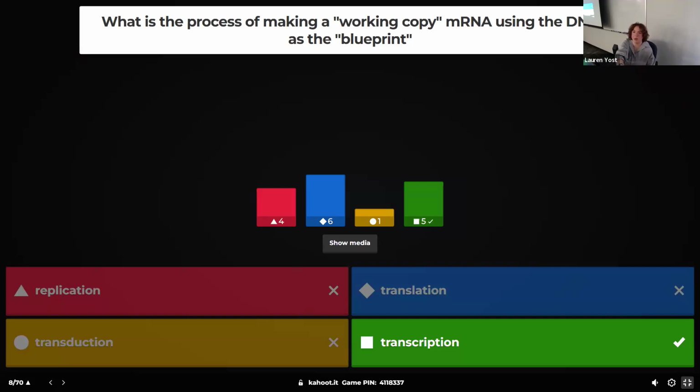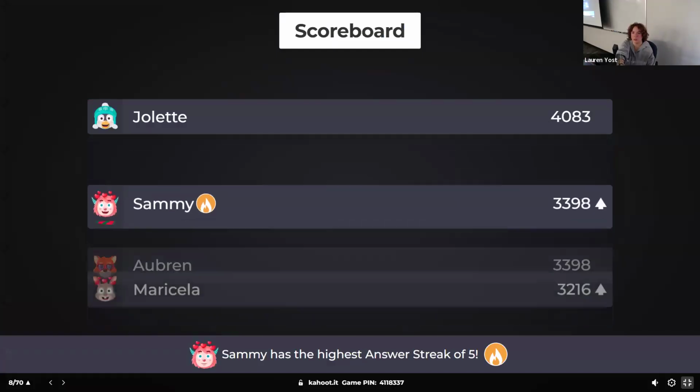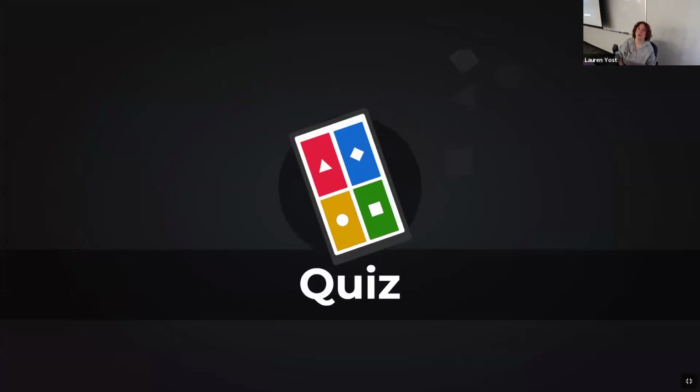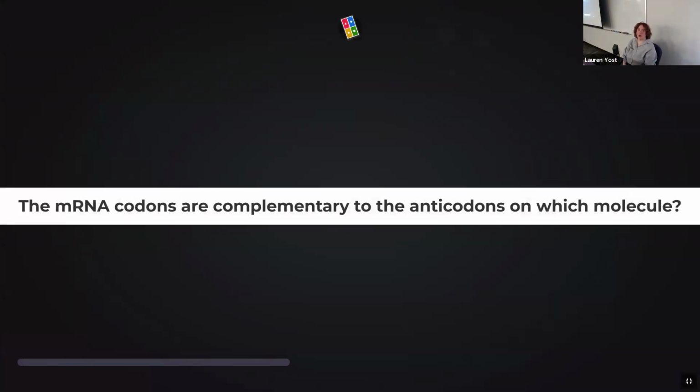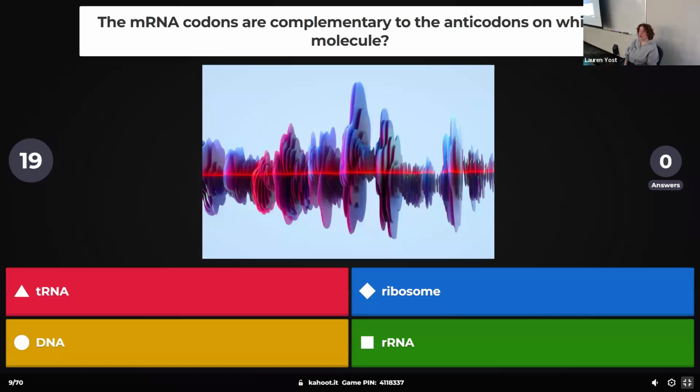Proteins are made up of amino acids, for what it's worth. We'll go into a little bit more depth than that in a little bit. All right, the mRNA codons are complementary to the anticodons on which molecule? So mRNA is made of codons. Where do we find anticodons?